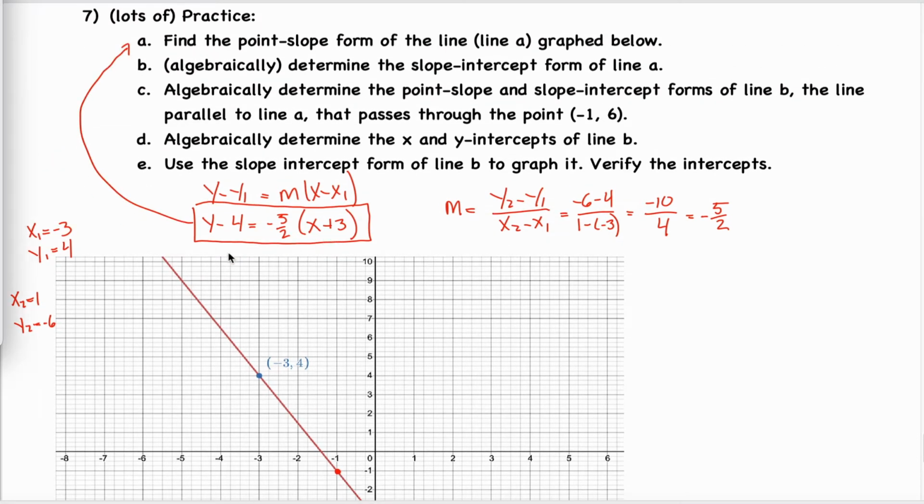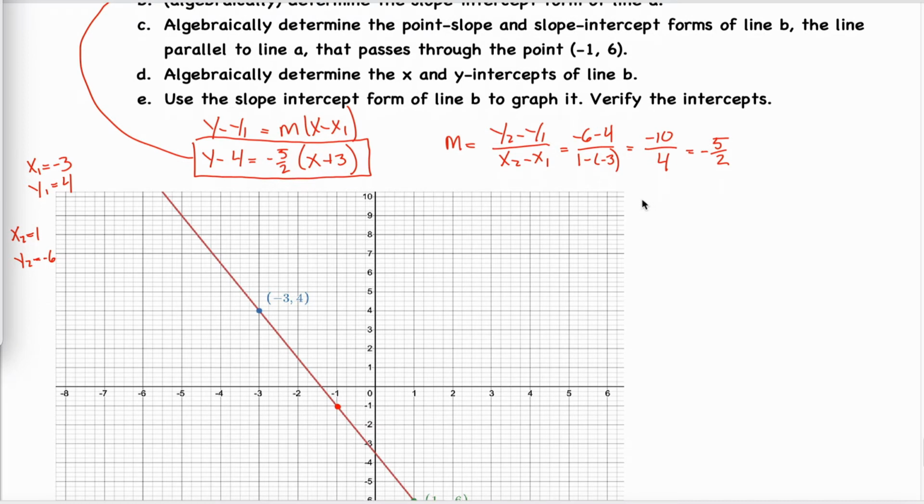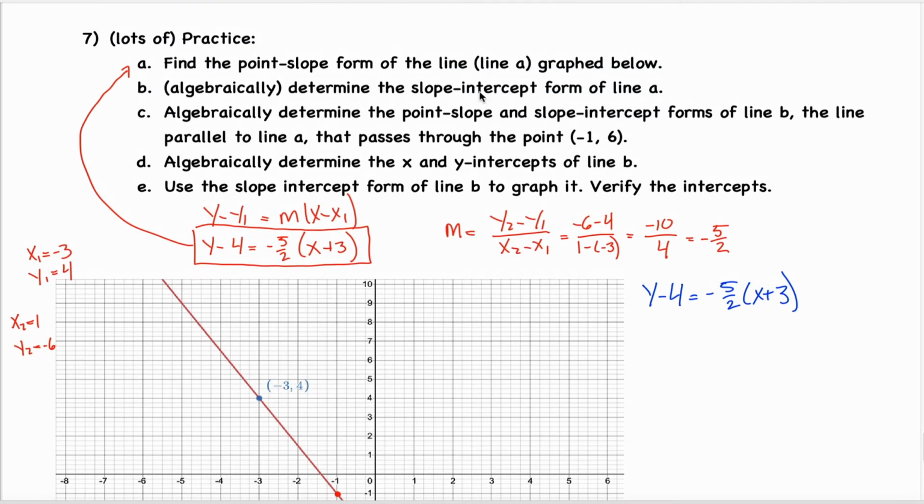For part B, I'm going to take this answer from part A, and I'm going to use that to figure out the slope-intercept form of this line. So I'll take y minus 4 equals -5/2 times x plus 3, and I'll just solve it so that it looks like y equals mx plus b. Remember, the slope-intercept form is just y equals mx plus b, not to be confused with the point-slope form, which is the y minus y1 equals m times x minus x1 that we use down here in red.